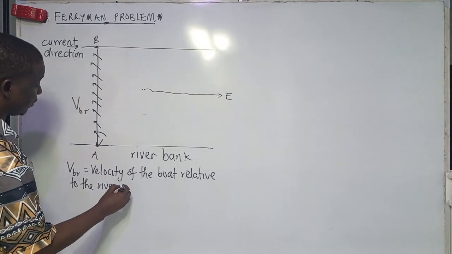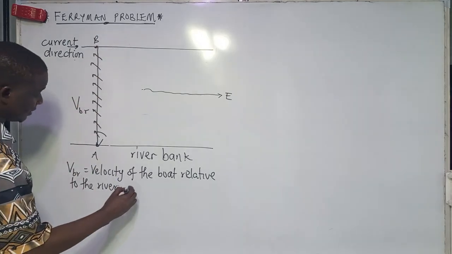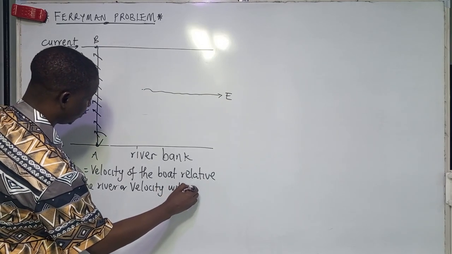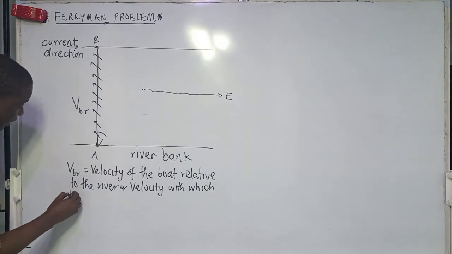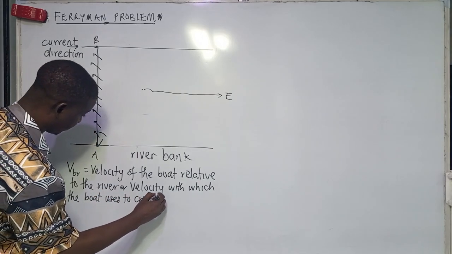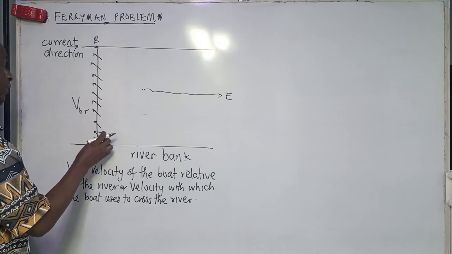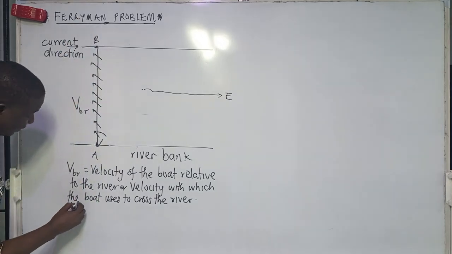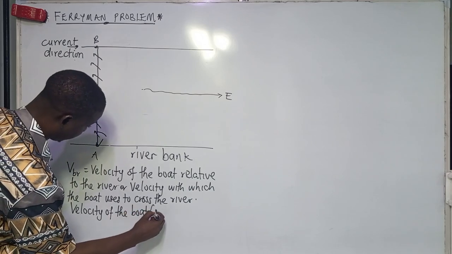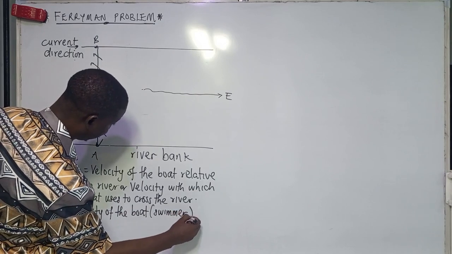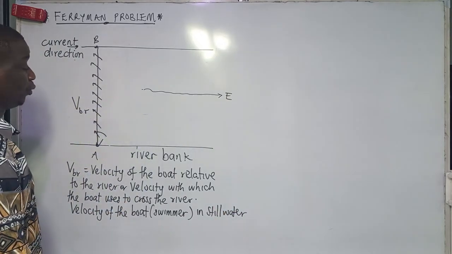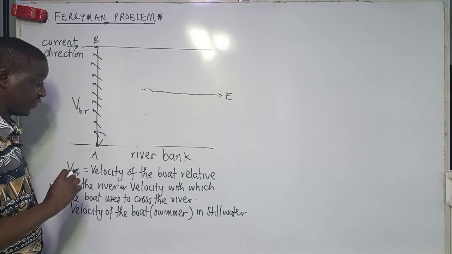We can call this direction the velocity with which the boat crosses the river. That is the velocity with which it crosses the river. Sometimes we can also call it the velocity of the boat or swimmer in still water. It is to travel directly. That is the velocity of the boat in still water. That's what we call this velocity.